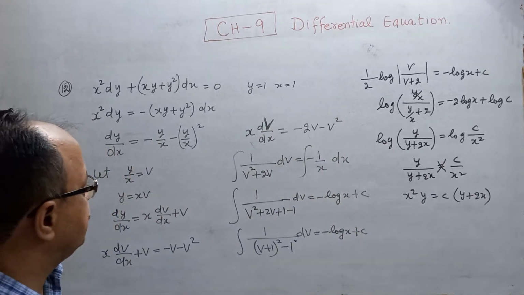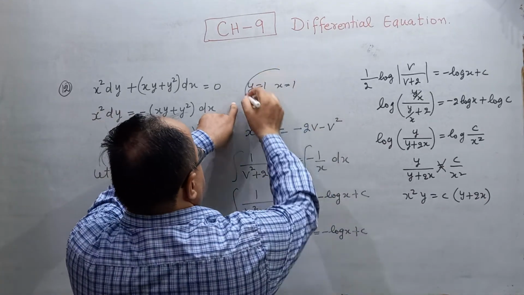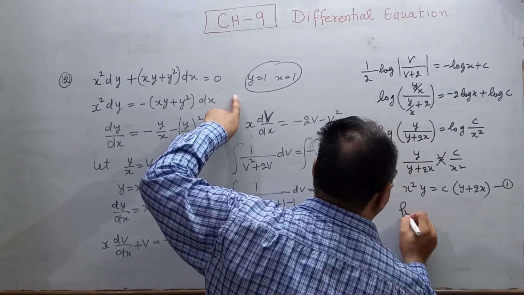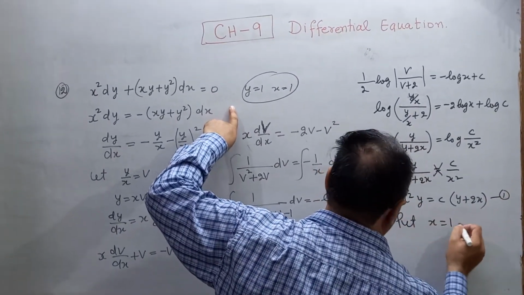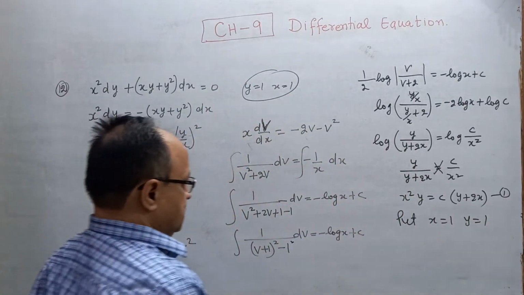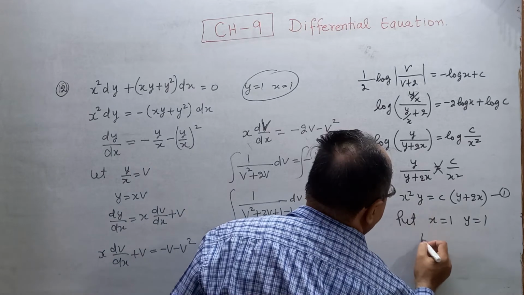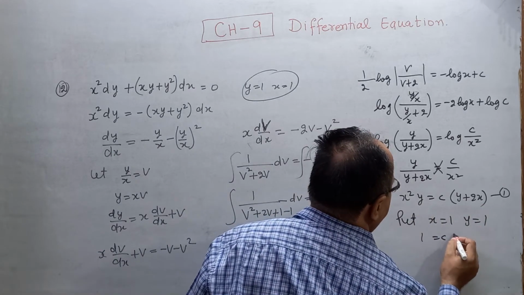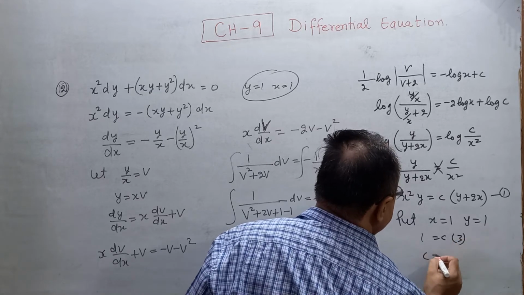Now find the value of c with the help of this. Put x is equal to 1, y is equal to 1. When you put 1, 1 here, it will become 3. So therefore you can say the value of c is 1 by 3.